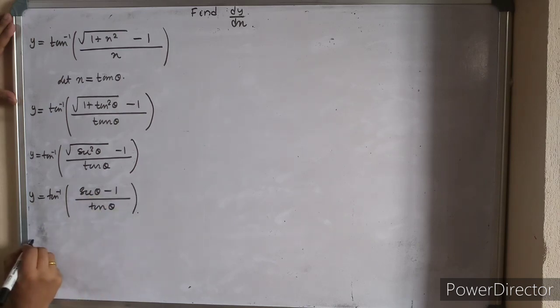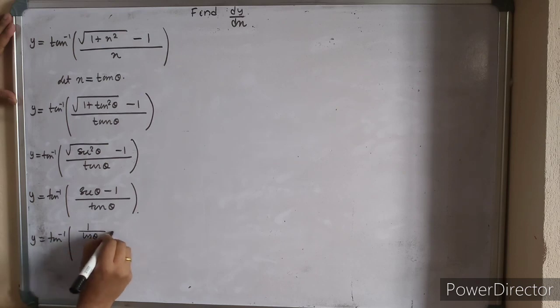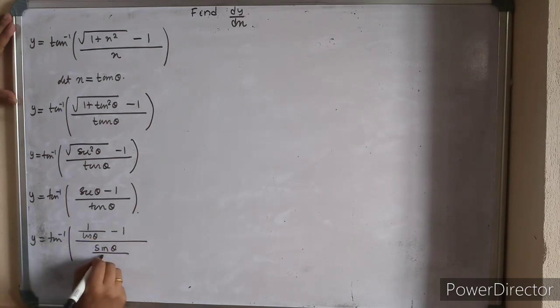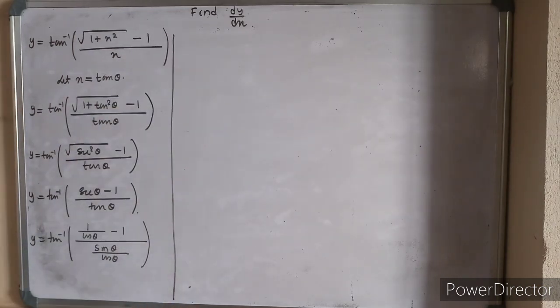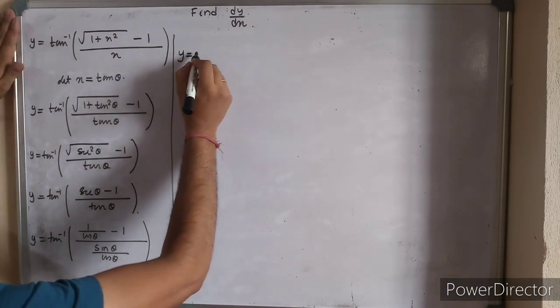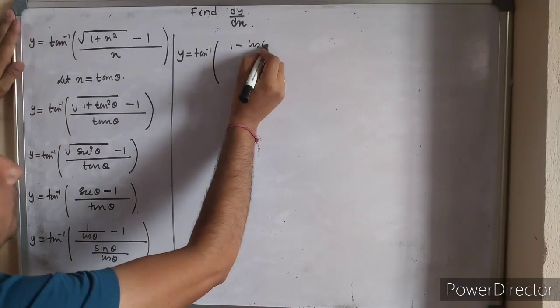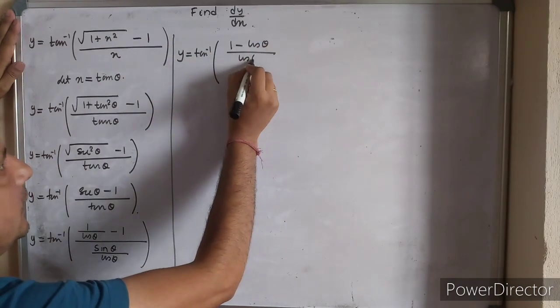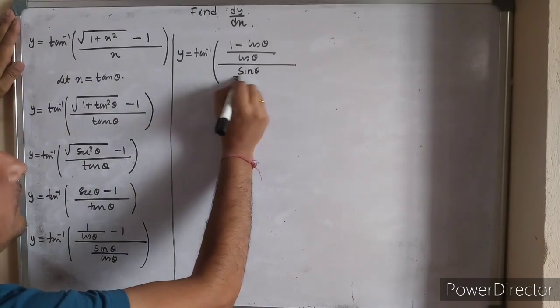Now I'll try to convert this quantity to trigonometric form in terms of tan. Sec means we can write 1 over cos theta, minus 1. Tan is sin theta over cos theta. Now in the numerator, the LCM is cos theta. So y equals tan inverse of 1 minus cos theta over cos theta, divided by sin theta over cos theta.